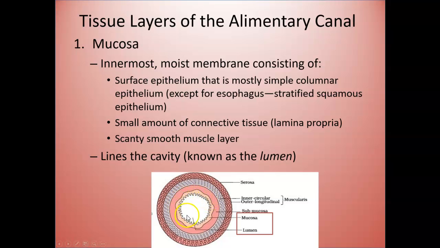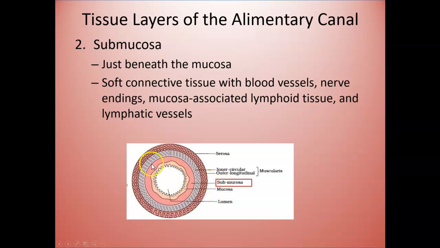It has a moist membrane. Surface epithelium is mostly simple columnar epithelial. The esophagus is different, stratified squamous epithelium. Stratified squamous epithelium is generally designed for areas of relatively high abrasion. But these simple columnar cells are designed to allow nutrients to get absorbed and move through there. There's only a small amount of connective tissue and a very scanty smooth muscle layer. There's not a lot of smooth muscle in there. And that's the mucosa.